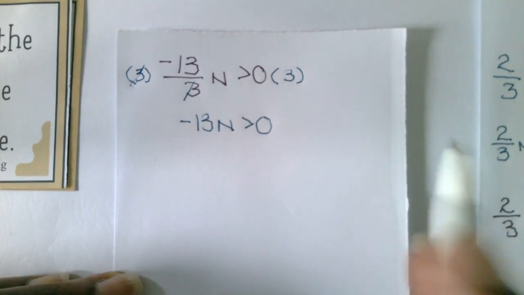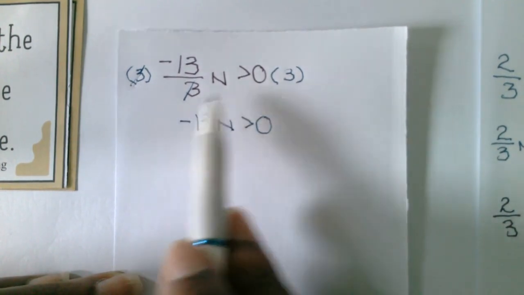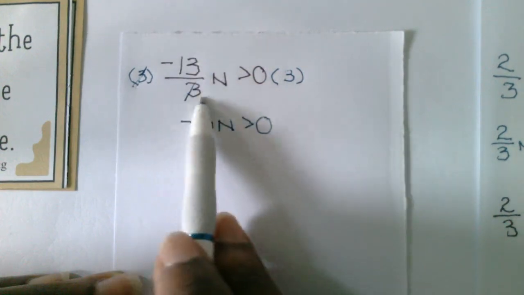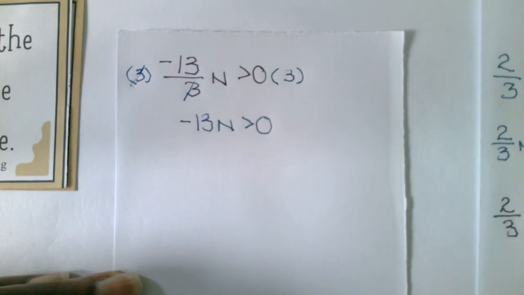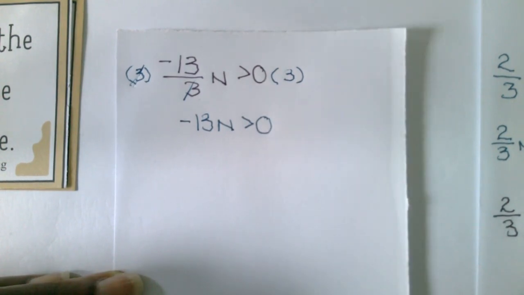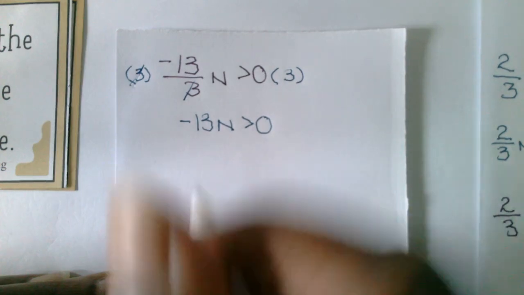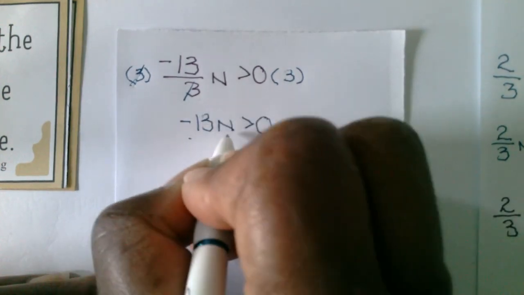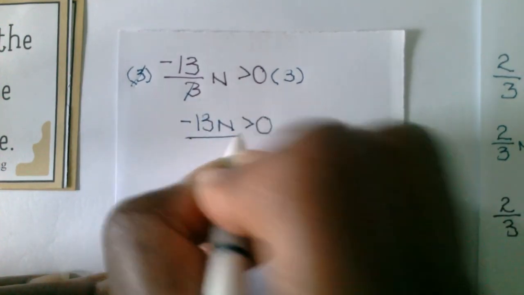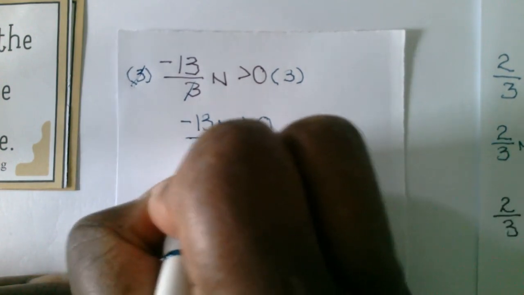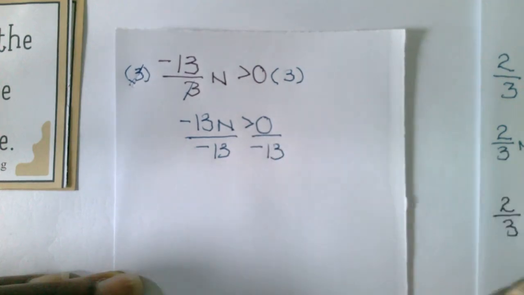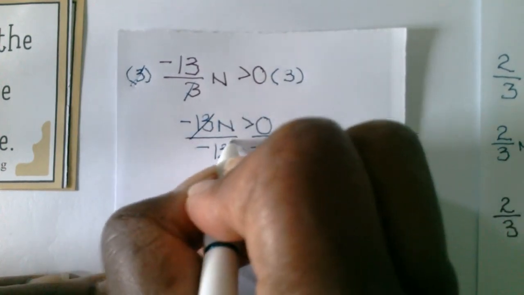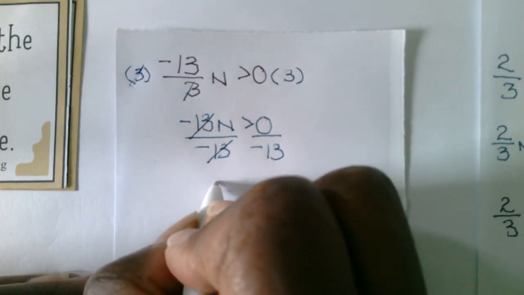Usually if it's a test, if I see anything like this, equal or greater than or less than 0, my answer is probably going to be 0. Because guess what happens? Negative 13 times n, that means I'm going to do the inverse, which is dividing by negative 13. So negative 13 divided by negative 13 gives me 1n, or n.